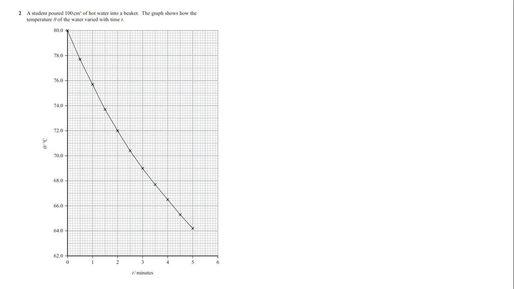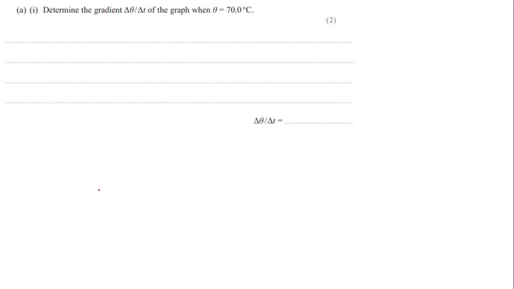A student poured 100 centimeter cube of hot water into a beaker. The graph shows how the temperature theta of the water varied with time. This is in fact called a cooling graph, cooling of water. So temperature is decreasing with time, and this is theta in degrees Celsius, and this is time in minutes. Okay, then what are they asking? Determine the gradient delta theta upon delta t of the graph when theta is equal to 70 degrees Celsius.